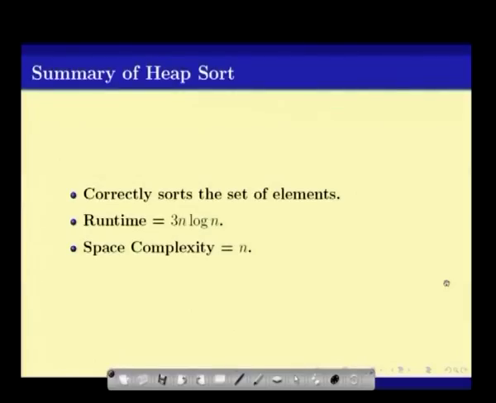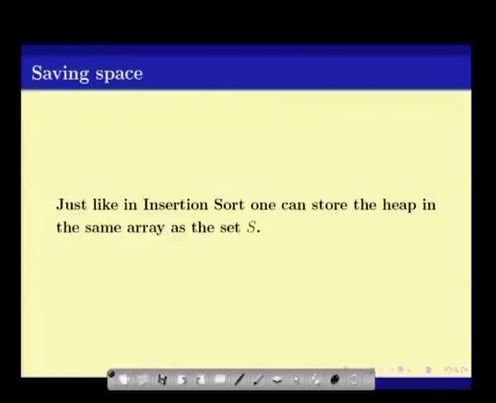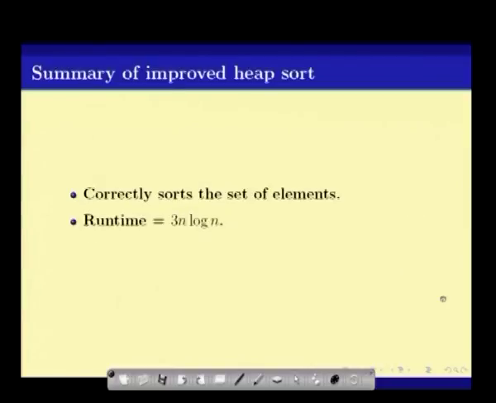The space complexity is n, but just as in the case of insertion sort, the same space as S to maintain the heap, and this is where we need how the heap is stored. The heap is stored in a random access memory model, which is an array, and thus one can use that structure to store the heap in the same place where the set S is stored, and thus we will not need any additional space. After that we have the heap sort runtime 3 n log n, whereas the space complexity will be log n.